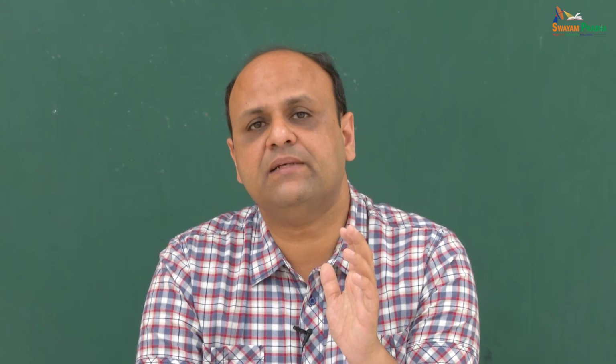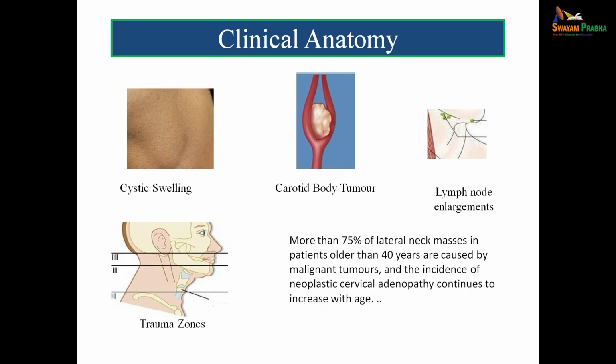So, this region is important because it is prone to trauma and injury, and there may also be some other tumors associated with this region. For example, a carotid body tumor may be found in this region, or there may be a swelling in this region. Now, if there is a swelling in this region, one needs to ascertain whether it is a cystic swelling or a solid swelling, because the management in each case is different.